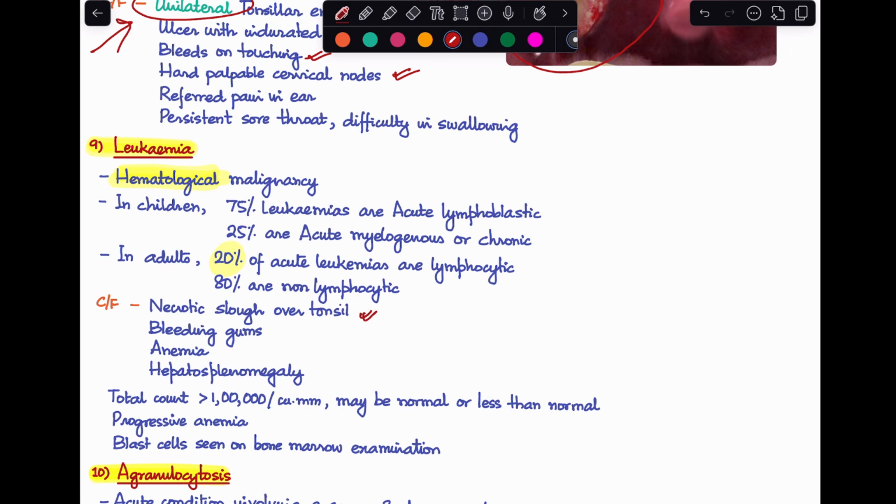In case of leukemia, if an ulcer or a membrane forms, this is mostly because of necrotic slough formation over the tonsil, and the patient will have other features like bleeding gums, anemia, hepatosplenomegaly. The total count may be more than 1 lakh per cubic millimeter. It may even be normal, or even less than normal. But there will be a history of progressive anemia. And when you do a bone marrow examination of these cases, you will notice the presence of blast cells. So that is a little bit about leukemia.